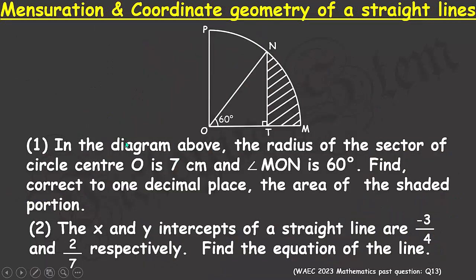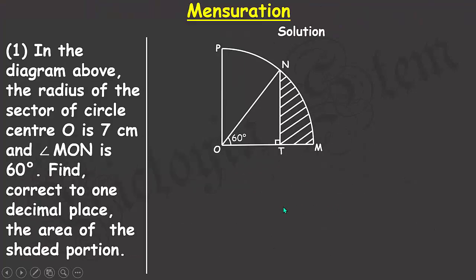The first one: in the diagram above, the radius of the sector of circle center O is 7 centimeters and angle MON, angle at O, is 60 degrees. Find correct to one decimal place the area of the shaded portion. Question 2. The x and the y intercepts of a straight line are minus 3 over 4 and 2 over 7 respectively. Find the equation of the line.